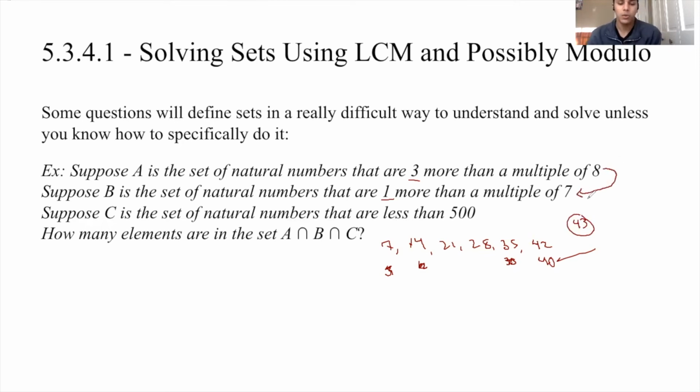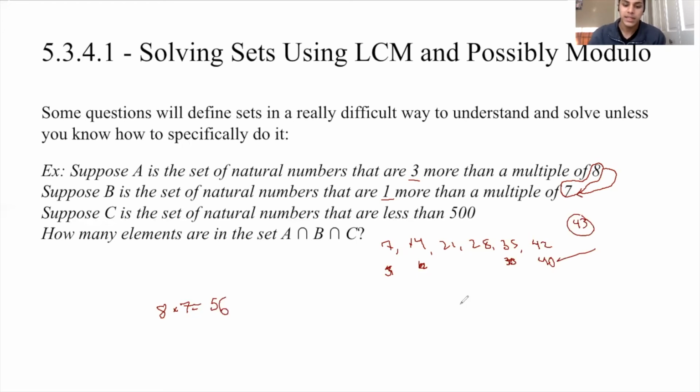Why is that helpful? Because now you can use the least common multiple to find all of the numbers that are going to be in both of those sets. And the way you do that is, least common multiple, which means the smallest multiple that these two numbers have in common. So the smallest number that is divisible by both 8 and 7, in this case, is just going to be 8 times 7. It's going to be 56, right? 56 is the smallest number that's divisible by both 8 and 7.